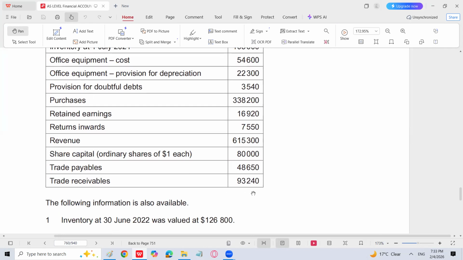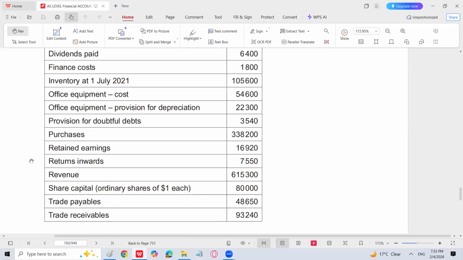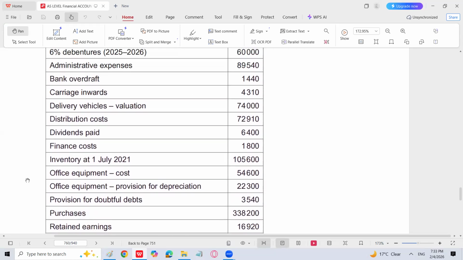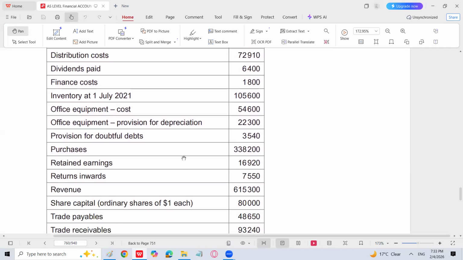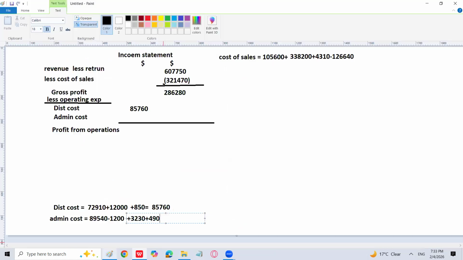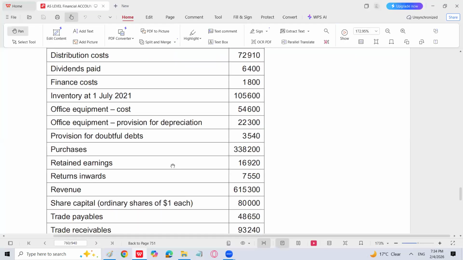Trade receivables are given in the question, that is 93240. What I will do here: 93240 minus 490, because bad debts I need to subtract. What is the answer? 92750 into 4%. That provision 3710 is the provision which we require on the trade receivables, to be subtracted in the statement of financial position. We need a provision of 3710.